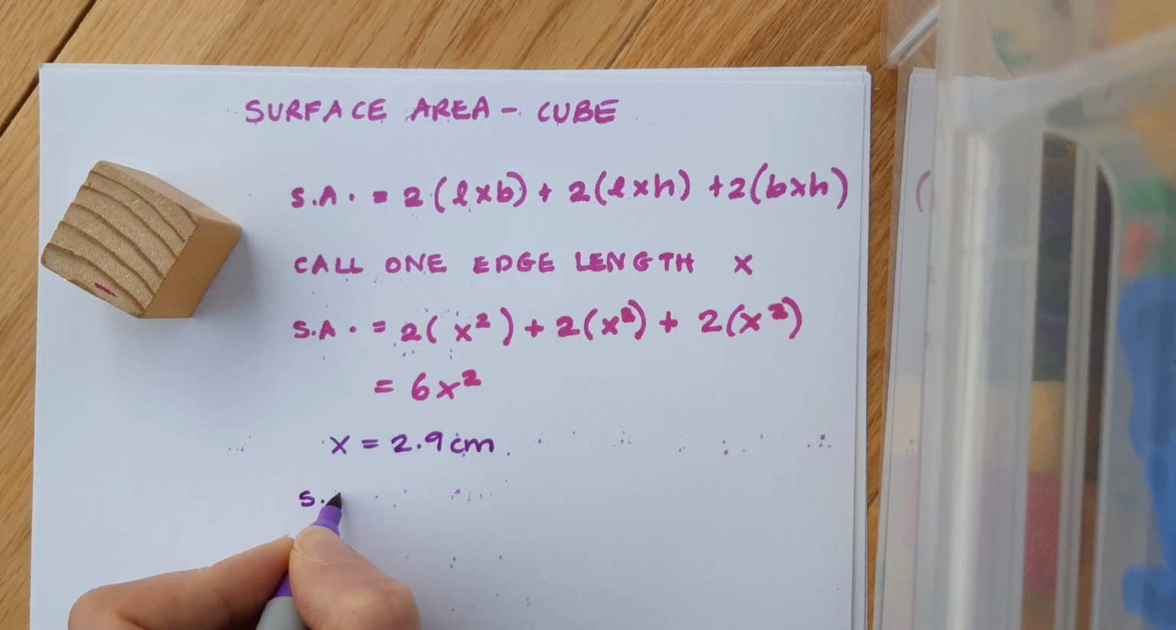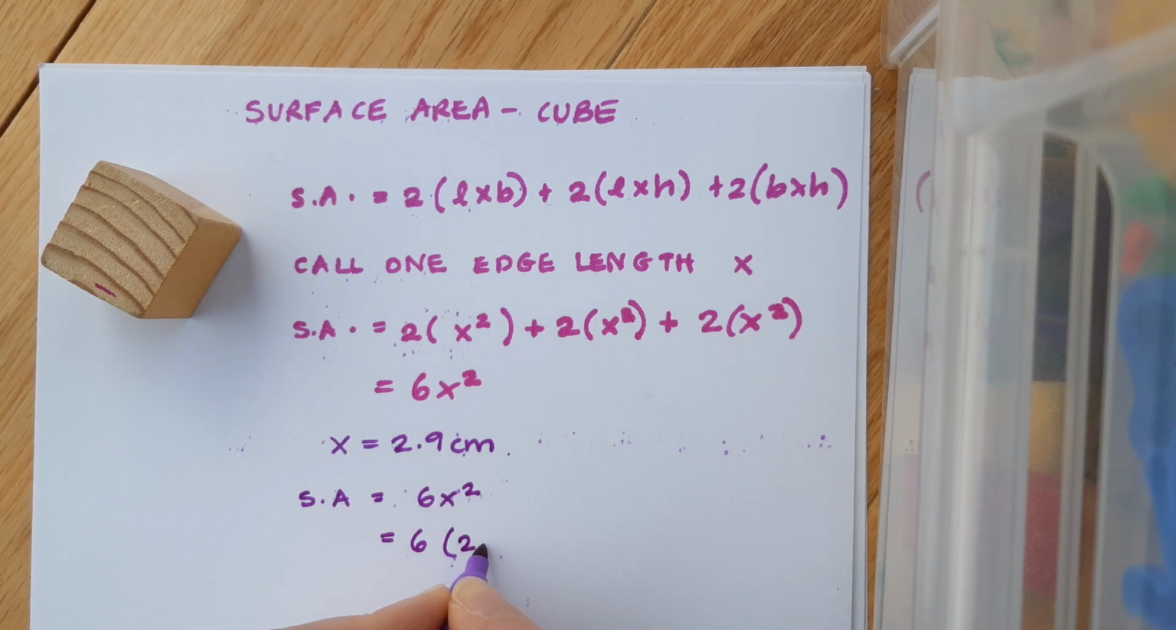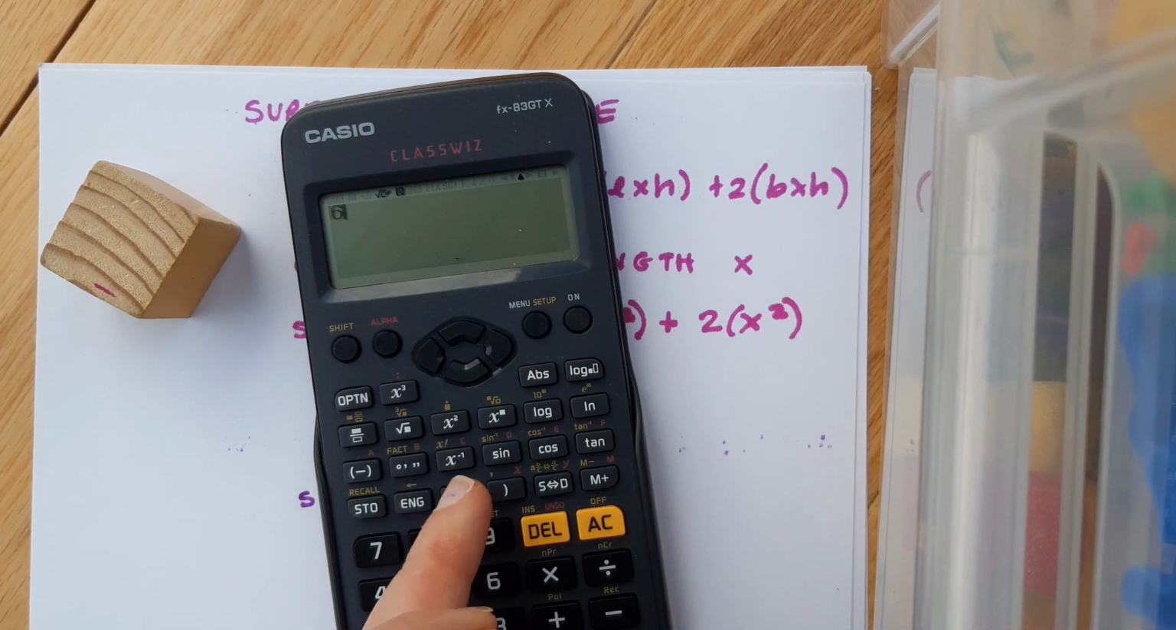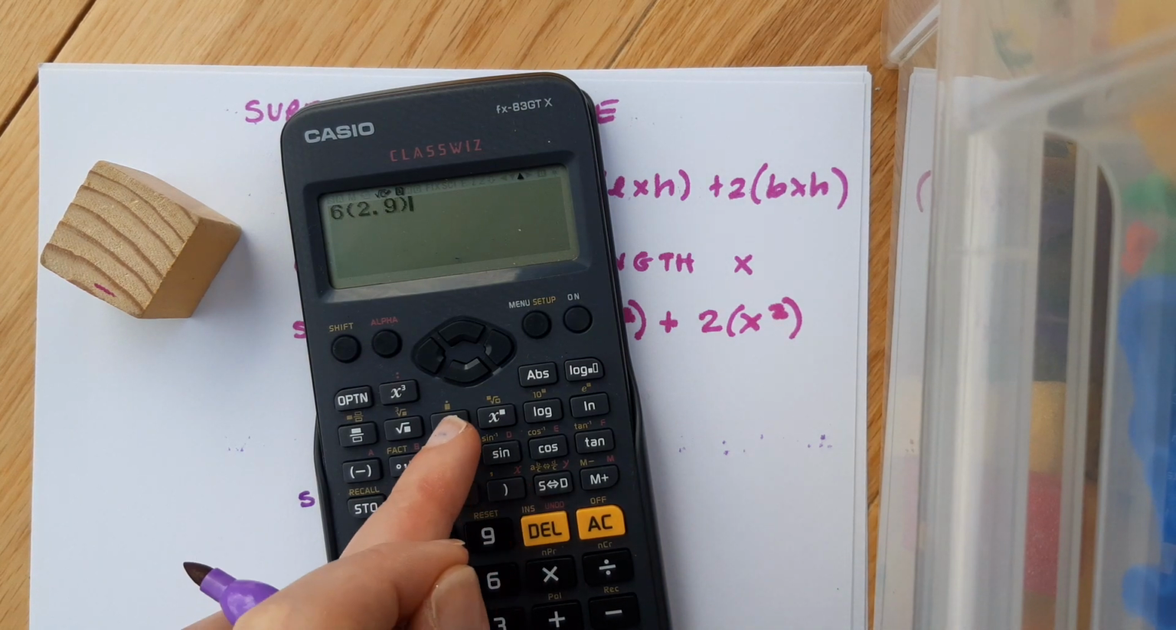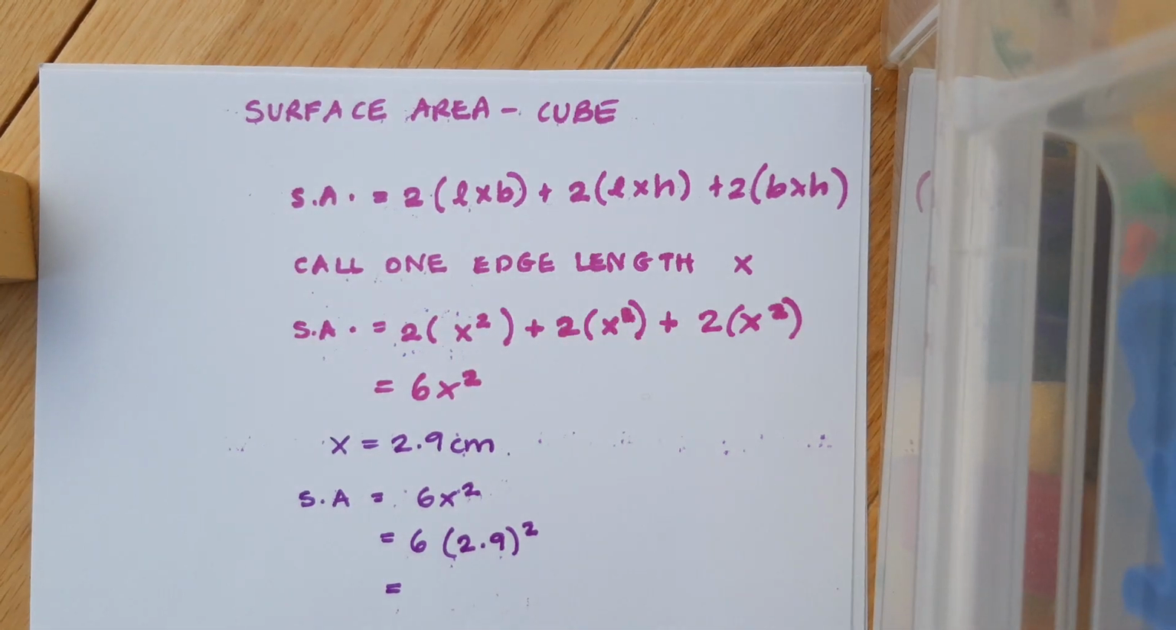Okay, so my surface area, I'll write my formula down first, equals 6 times 2.9 squared. And so into the calculator exactly as you see it there. So let's see, I've got 6 bracket 2.9. There's my squared button, equals. I don't think you can see that on my screen. Don't forget to press the SD button. 50.46. And again, units, it's area, centimeters squared.